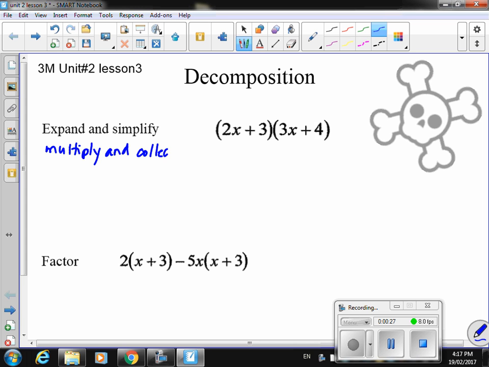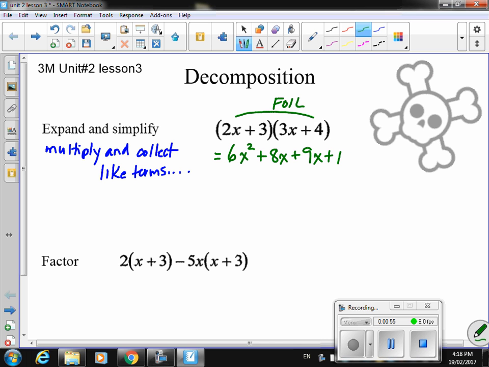So what I see is a FOIL. I see two binomials being multiplied, and that little memory device can help me to get all my terms. So first would be 2x times 3x, 6x squared. My outside would be the 2x and the 4, so plus 8x. Inside would be 3 times 3x, which is 9x. And my lasts would be the 12.